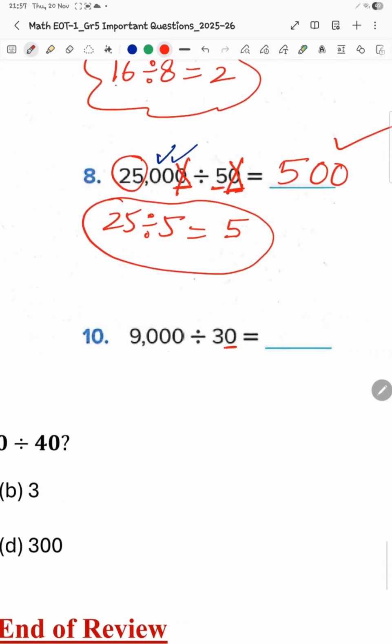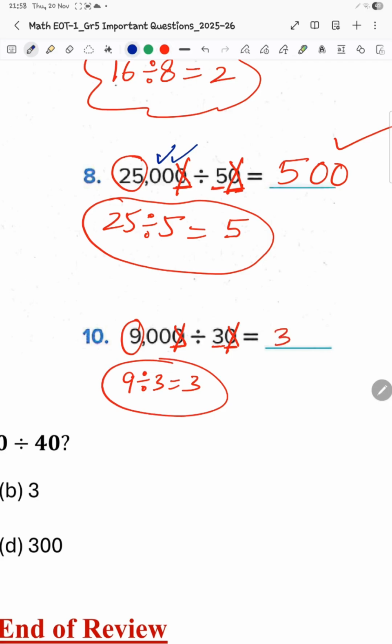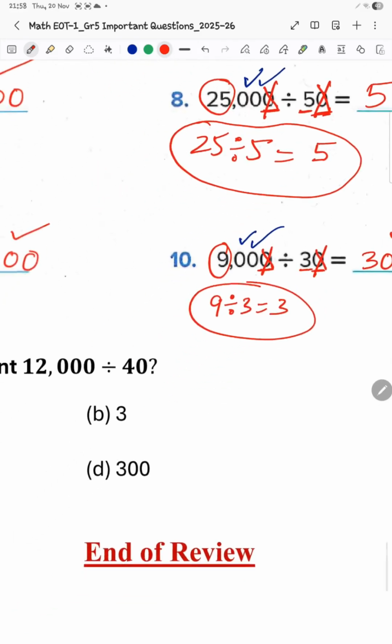Same here. 1 zero cut. 1 zero cut. 9 divided by 3. 9 divided by 3 will be 3. So 3 will be here and 2 zeros are left over. So 300 is the answer.